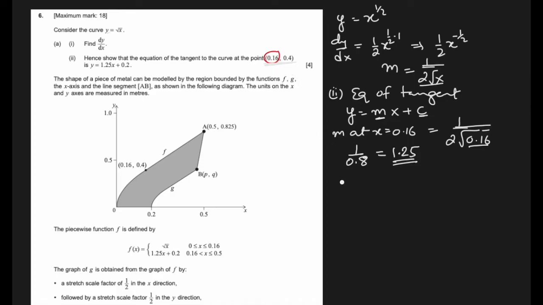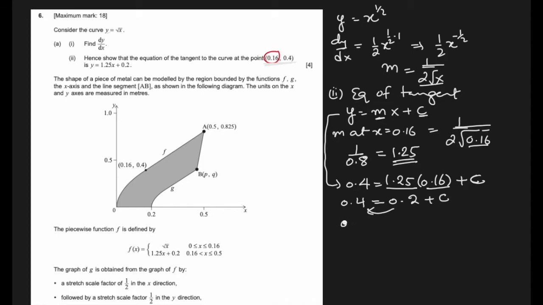So y at this point is 0.4. So I'm using basically this equation. 0.4 is equal to, m is known to us, 1.25 now, x is 0.16 at that point, and c is the constant we're trying to find out, which is the y-intercept. 1.25 times 0.16 is 0.2, so 0.4 equals 0.2 plus c. Let's bring it here. 0.4 minus 0.2 is equal to c, and c becomes 0.2. So our final equation, in this format, is y equal to m, which is 1.25, x, and c, which is 0.2, which matches exactly with what they want.